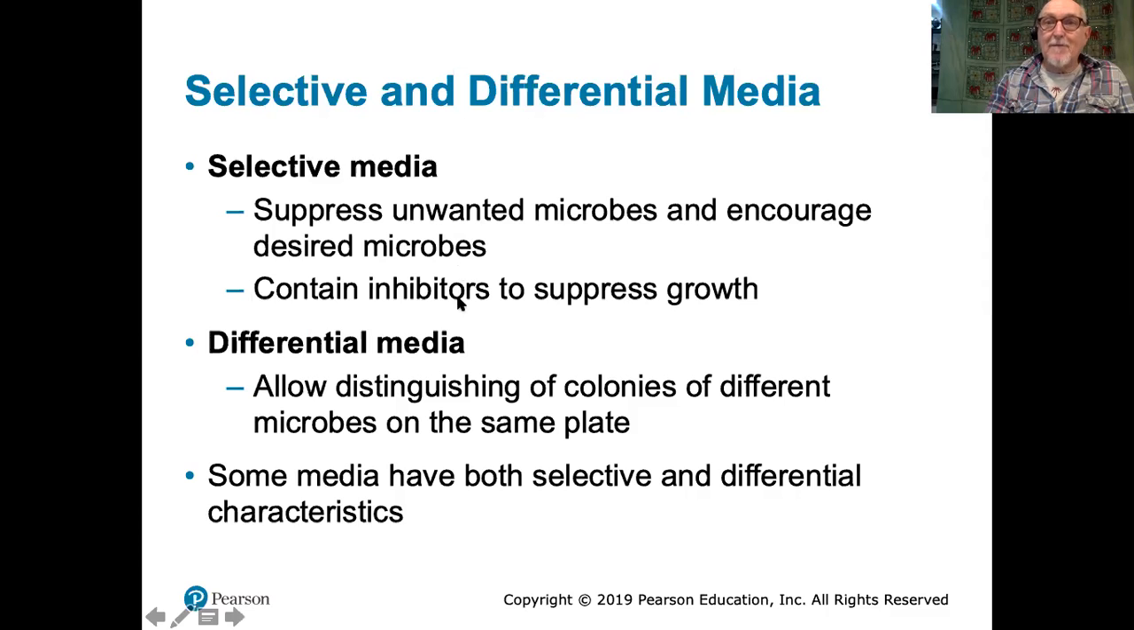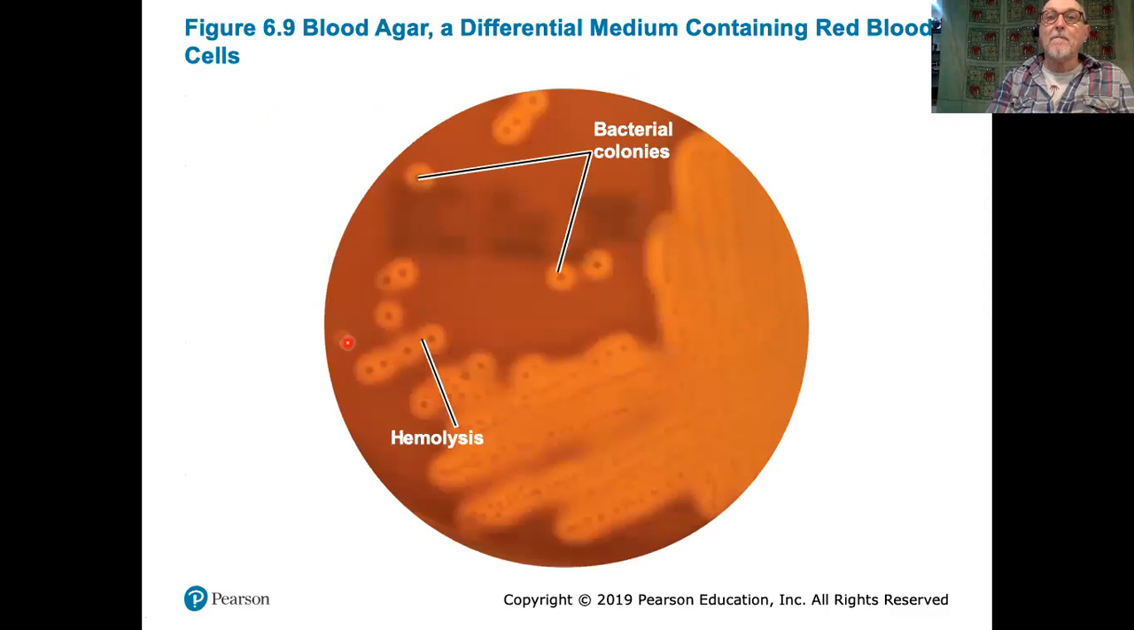Very often, media combine both of these characteristics. They are both selective. They suppress growth of something. They allow growth of other things. And then they are differential. Those things which do grow, we can distinguish between them because they show different characteristics on the medium. So we'll see some examples.